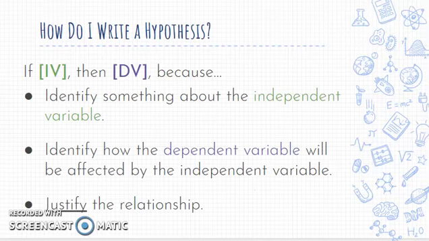And so we have to write this in a specific way. We follow the pattern if, and then we insert our independent variable, then, and we would insert our dependent variable, and because. So identifying something about the independent variable, identify something about the dependent variable, and then justify why. So I think the rubber band that is medium width will stretch the farthest because, and then justifying why.